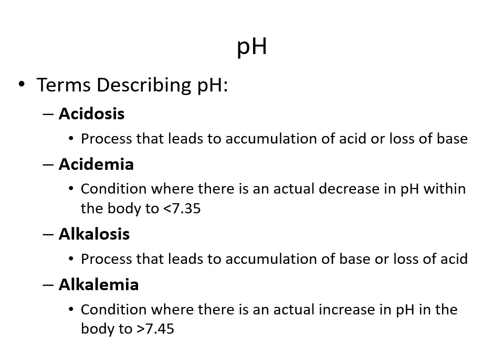Now terms to describe pH, so we have acidosis, which is the process that leads to the accumulation of acid or a loss of base, and acidemia is a condition where there is an actual decrease in the pH within the body, or specifically in the blood, to less than 7.35. Alkalosis is the process that leads to the accumulation of base or a loss of acid, and alkalemia is a condition when there is an actual increase in the pH of the blood to greater than 7.45.